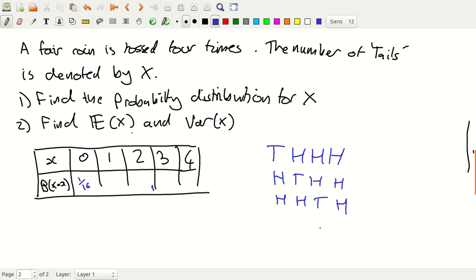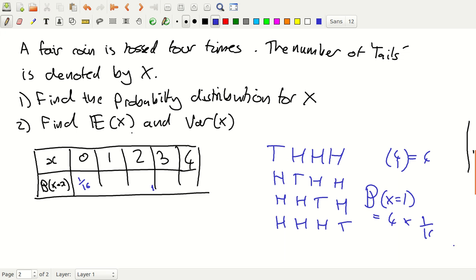But there is another slightly more combinatorial way of thinking about this. There are 4 slots here, 4 coin tosses, and you must choose one of them to put the tail in. So the number of ways of doing this is just 4 choose 1, which is 4. So the probability we're after, that X is 1, is 4 times, and each of these specific outcomes has probability 1/16, a half to the power of 4. So you get 4/16. I won't simplify that down, I'll leave it unsimplified for the moment to emphasize that the 4 is the number of ways it can happen.